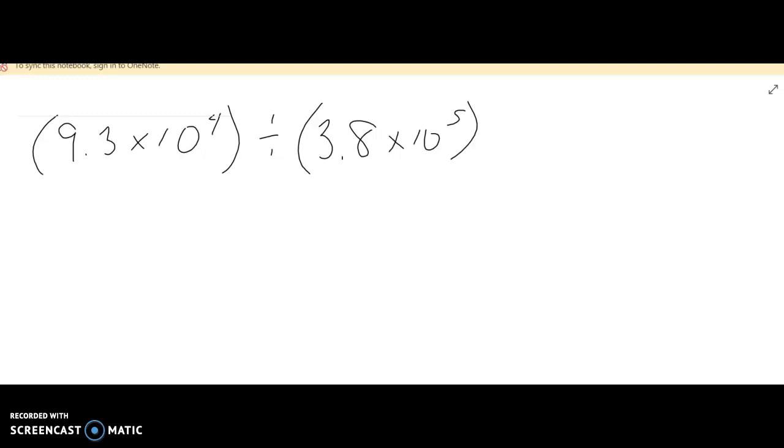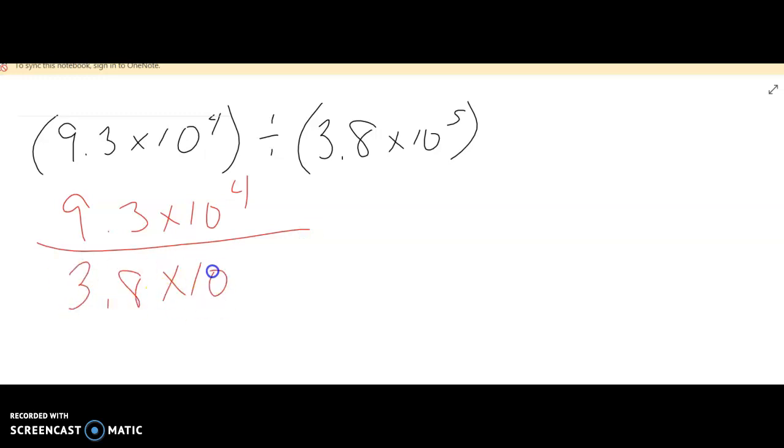Now, these can be difficult, at least in my opinion, when they're written horizontally. So the first thing I like to do with these problems is rewrite them vertically. So 9.3 times 10 to the fourth, divide is the same as a fraction bar, 3.8 times 10 to the fifth. Now, this allows me to focus more on each piece.